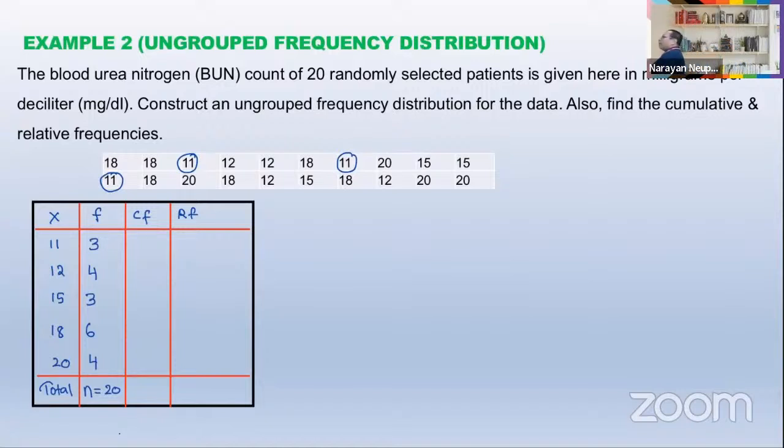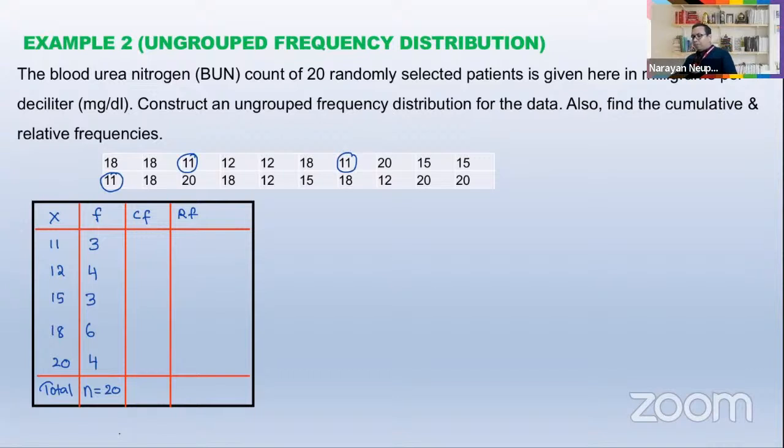N is the sample size. When you add all frequencies, you'll get n, that is 20. So like here, how many individuals are selected? 20, right? So n is the sample size. For the sample, we write lowercase n, and if it is the population size, we use the uppercase N.